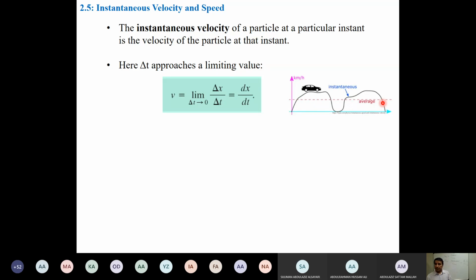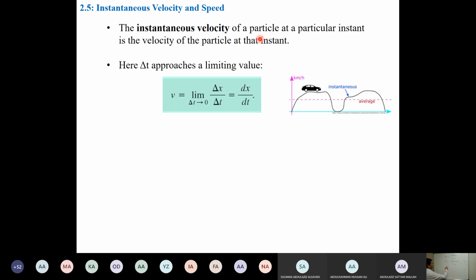But what is instantaneous? Instantaneous is the speed right there at that moment of time. Whatever your car odometer reads, that's the speed you want to see, okay? So the instantaneous velocity of a particle at a particular instant is the velocity of the particle at that instant. What that actually means is that if you are going at 100 kilometers per hour, your odometer reads 100 kilometers per hour. That's your speed at that moment of time, so that's why we are calling it instantaneous.